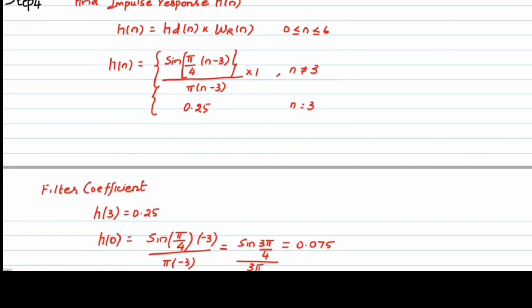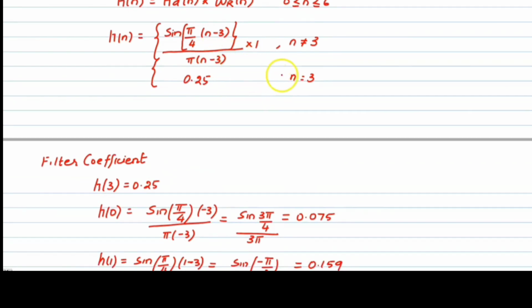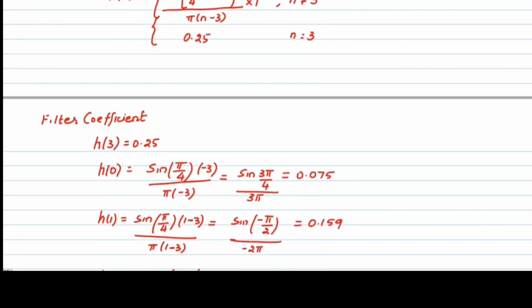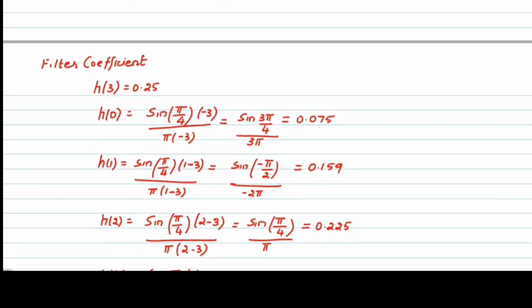So if I substitute h of 0, it becomes sin pi by 4 into minus 3 divided by pi into minus 3. So if you cancel that and solve sin pi by 4 divided by pi, you will get the answer as 0.075. With the help of the calculator, you can solve it. Next, h of 1. So you have to solve from 0 to 6, right? If I substitute n is equal to 1, you will get sin pi by 4 into minus 2 divided by pi into minus 2. So you'll get the answer as 0.159.